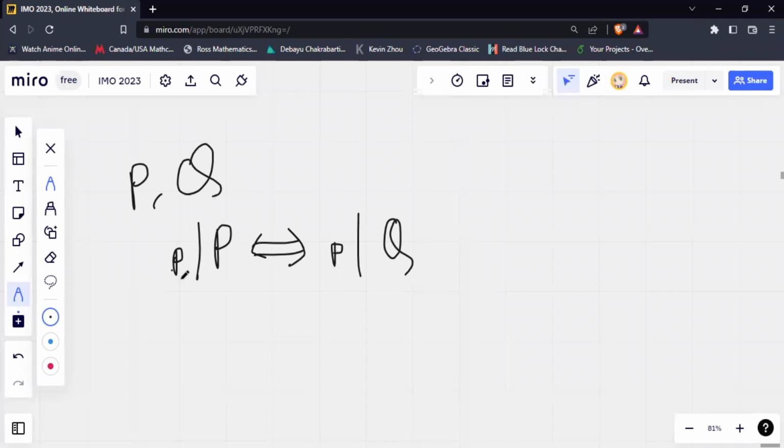Oh, okay. They have the same prime sets. That means that p and q are probably supposed to be equal. Yeah, p and q are probably equal. That seems natural.